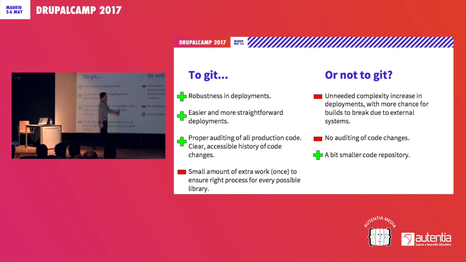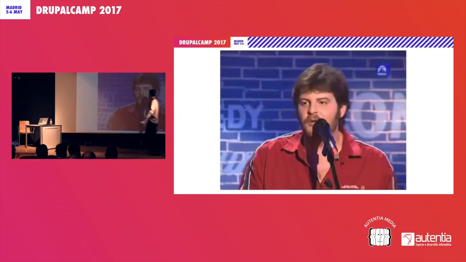If we do not Git the vendor directory on the contrib modules, well, we have more complexity in deployments, with more chance for builds to break due to external systems. We can't audit code changes, and yeah, we have a bit smaller repository, but it's 2017, so probably that's not too good.